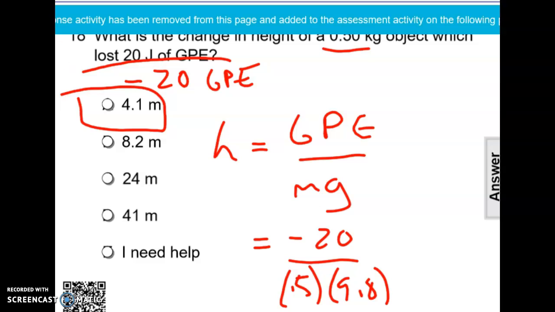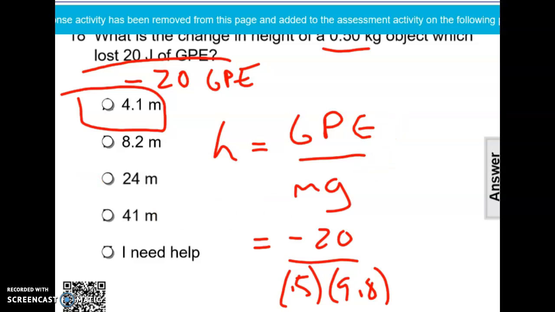So the object drops. When it drops, it loses potential energy. When it increases in height, it will gain potential energy. All right, that's all for today. Let's do a quick review.